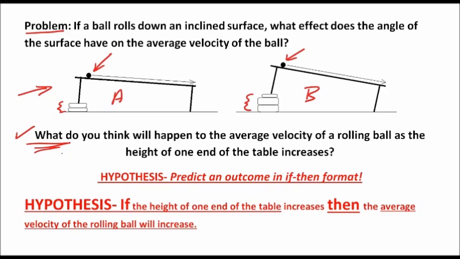They predicted an answer to the question, and the answer to this question becomes their hypothesis, their educated guess based on what they know, based on any research that they've done. What do they think the answer to this question is? What do you think will happen to the average velocity of the rolling ball as the height of one end of the table increases? And they answered it, if the height of one end of the table increases, then the average velocity of the rolling ball will increase. The hypothesis is the answer to the question or problem. And the hypothesis is written in if-then format. If one thing happens, then what happens because of that? If and then. So now they have a hypothesis.